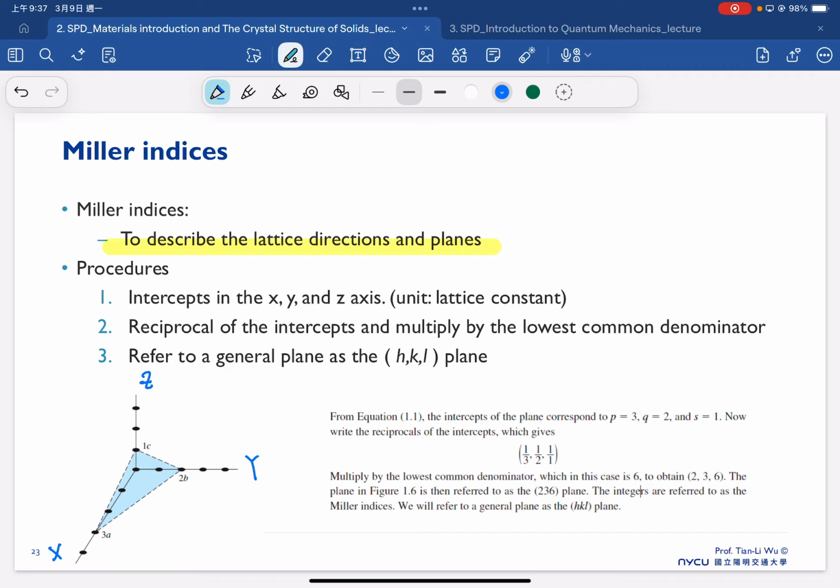For example, on the x axis the intercept is equal to 3, on the y axis it is equal to 2, and on the z axis it is equal to 1. That's a very simple calculation. So we get 3, 2, 1 as the intercepts on the x, y, and z axes. Then, for the next step, we take the reciprocal of the intercepts.